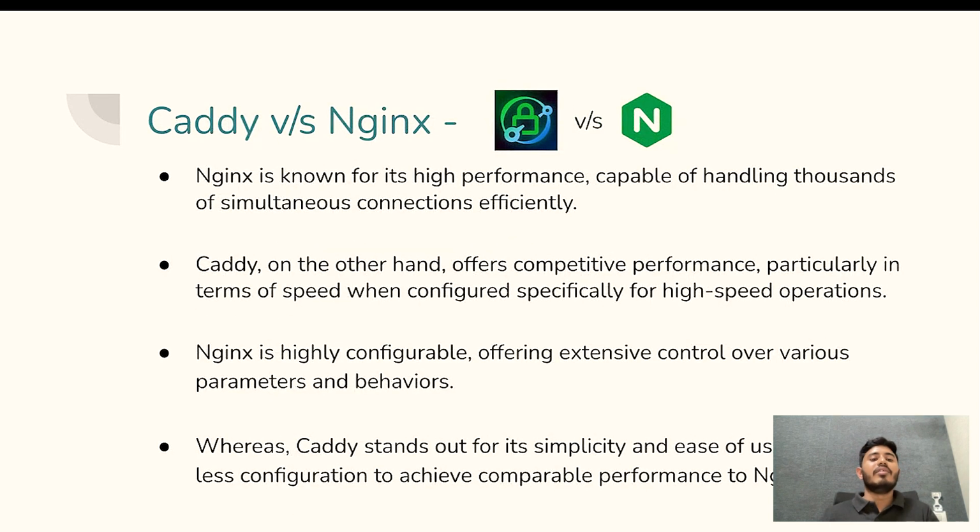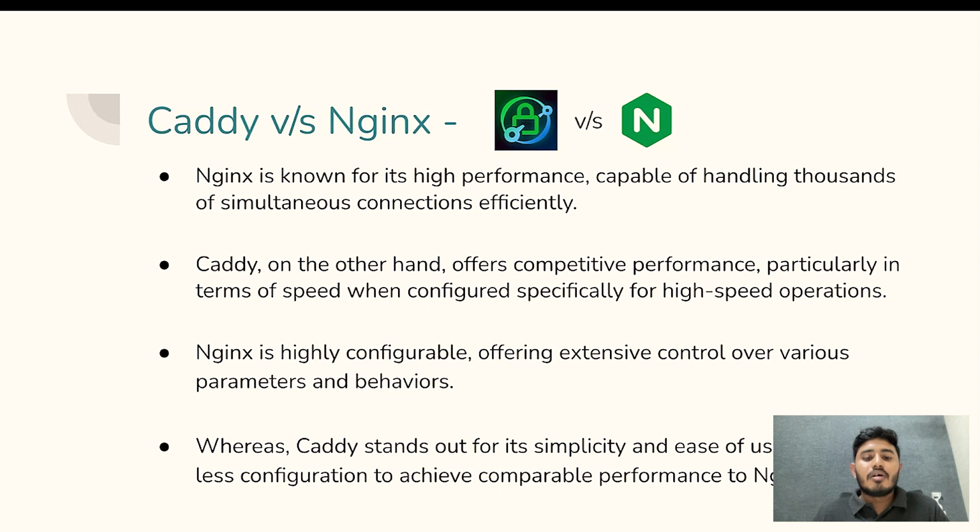Let's see the difference between Caddy and Nginx right now. As we were discussing Caddy, we also know that Nginx is one of the popular web servers that is used for reverse proxy, like Caddy. Nginx provides high performance, which is capable of handling simultaneous connections very efficiently. On the other hand, Caddy offers competitive performance, and it provides high speed operations.